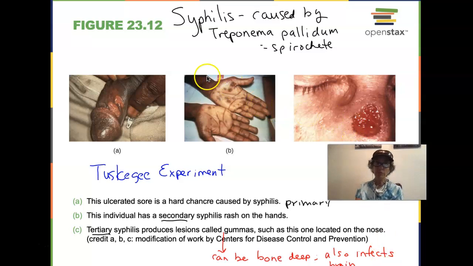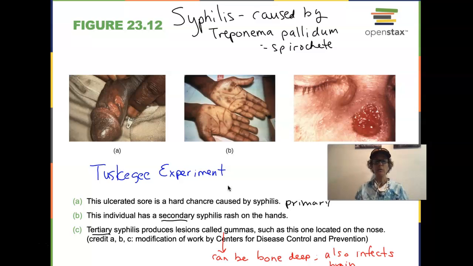Syphilis is treatable. There are antibiotics. This is a bacterium that can be treated. The earlier it's treated, the more likely the person is not to suffer any long-term effects from it. But if it goes to tertiary syphilis, it is much, much more difficult to treat. I've written here the Tuskegee experiment to remind me to mention that to you.